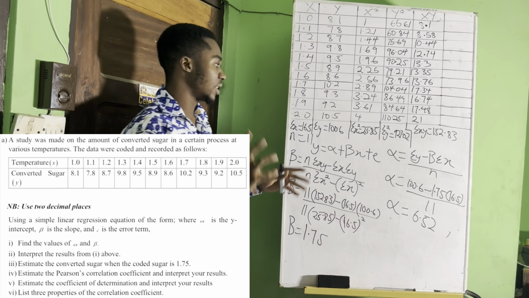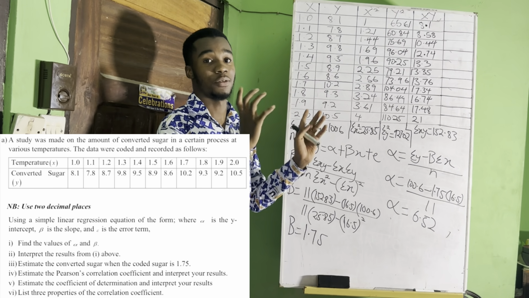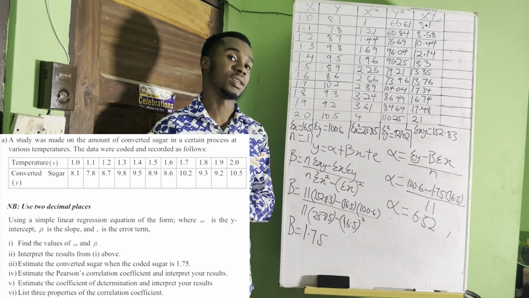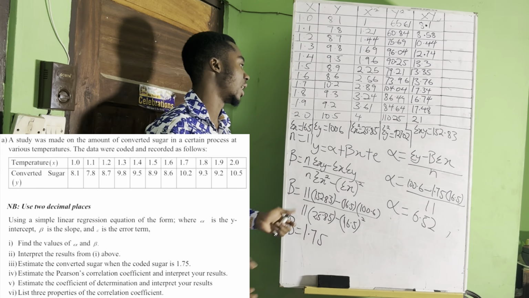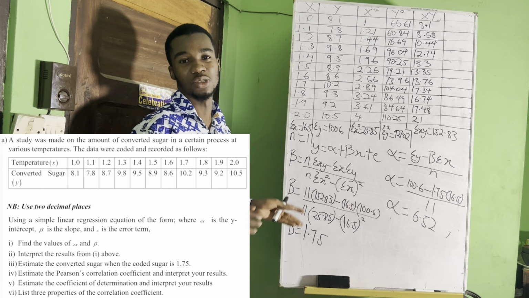So don't get scared when you see this question. All the formulas are in the formula sheet. Just go to the formula sheet. You see all these formulas. You see the formula for beta. You see the formula for alpha. Like, you see literally everything you would need to solve the question.